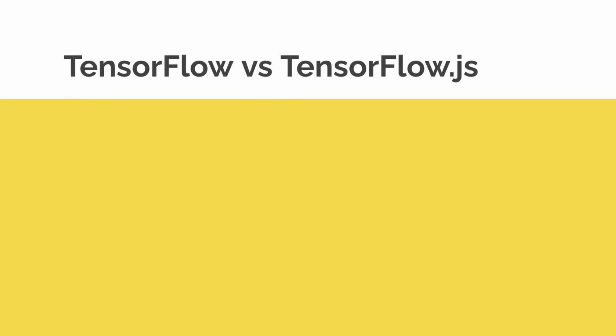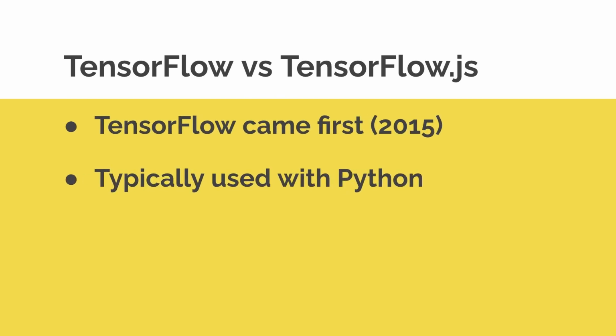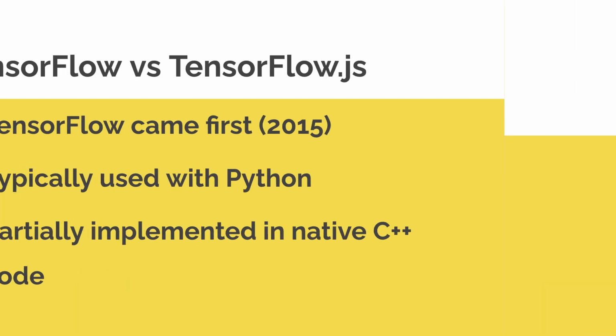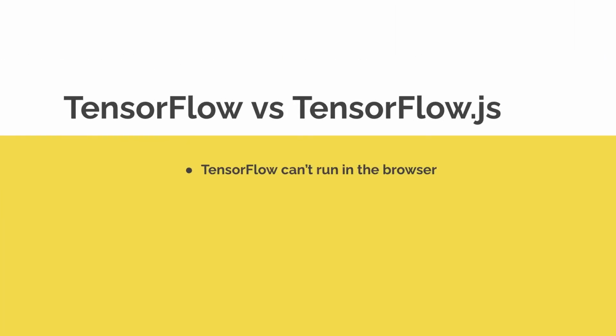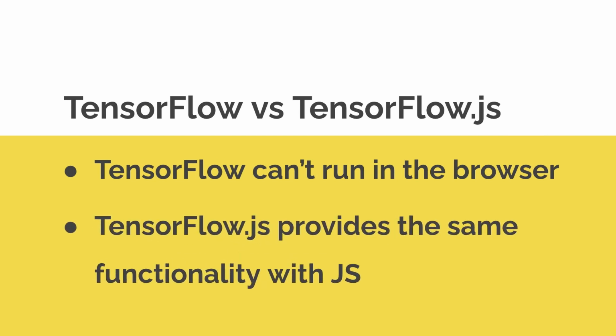So it's highly flexible. Let's compare TensorFlow versus TensorFlow Js. Regular TensorFlow came first. It was released in 2015, and typically it's used with Python. As well, regular TensorFlow was partially implemented in native C++ code. Now, TensorFlow Python cannot run in the browser. That's why we use TensorFlow Js if we want to bring machine learning to browser projects, because TensorFlow Js provides the same functionality as TensorFlow Python but with JavaScript.